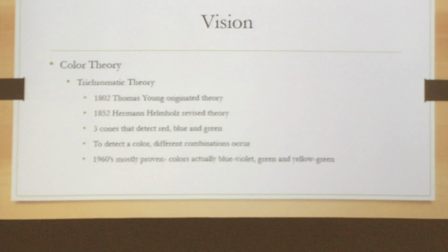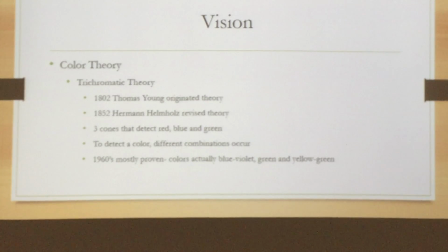There are 2 color theories that we need to talk about. One's called the trichromatic theory. The trichromatic theory was originated in 1802 by Thomas Young. Now, I want you to think about this as we talk for a minute. In 1802, Thomas Jefferson was negotiating the Louisiana Purchase. Our nation wasn't even really 25 years old. And a guy is sitting there saying, I wonder why we see color.